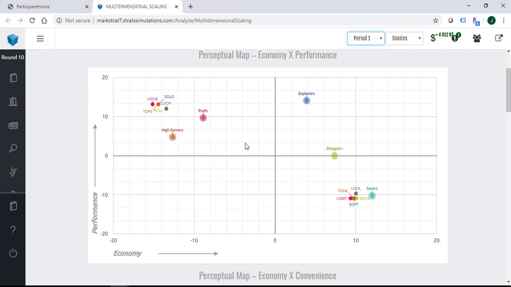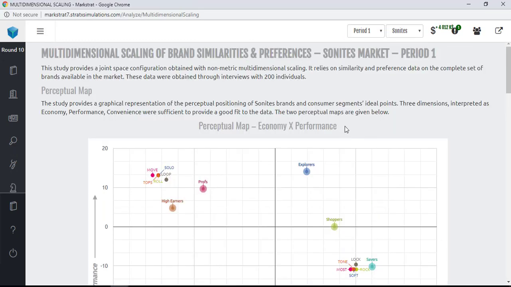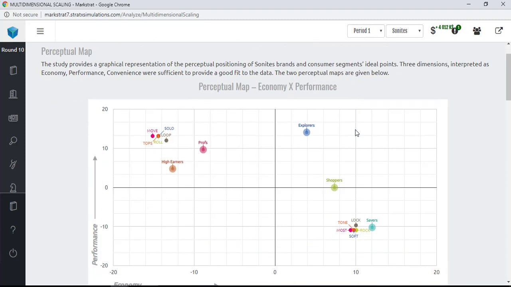The first perceptual map is economy and performance. Before you use the information, you need to understand that economy is highly correlated with the price of the product, performance is highly correlated with processing power and display size, and the convenience dimension is highly correlated with design, number of features, and battery life.